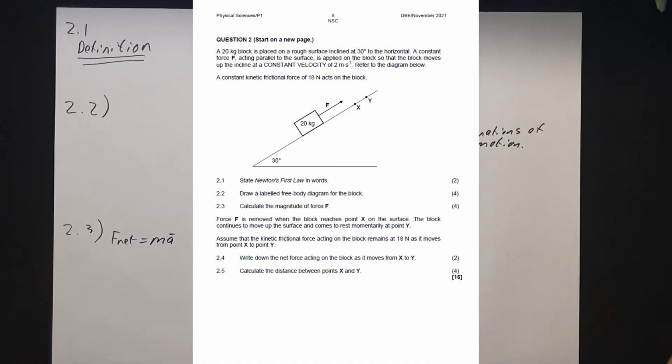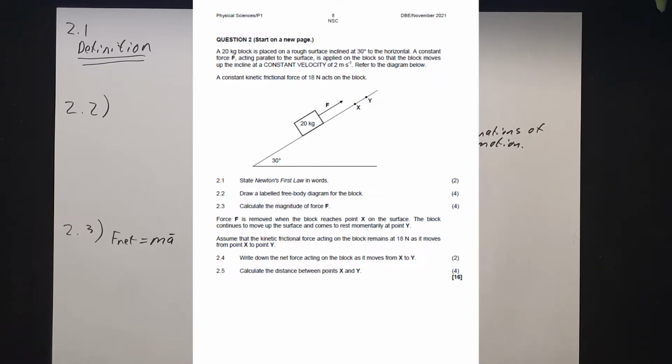Okay, let's look at question 2 of the physics paper. It says a 20 kilogram block is placed on a rough surface inclined at 30 degrees to the horizontal. A constant force F acting parallel to the surface is applied on the block so that the block moves up the incline at a constant velocity of 2 meters per second. Refer to the diagram below. Then it says a constant kinetic friction force of 18 newtons acts on the block.